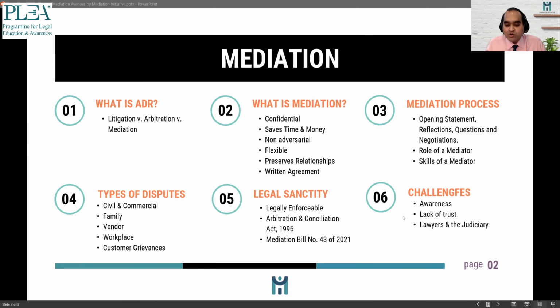If the other party is going to lose, if they feel that they're not going to benefit from that agreement, it is simply impossible that they will agree to an agreement. Correct? So that is why it is non-adversarial. When I say it's flexible, the CPC does not apply to mediation.